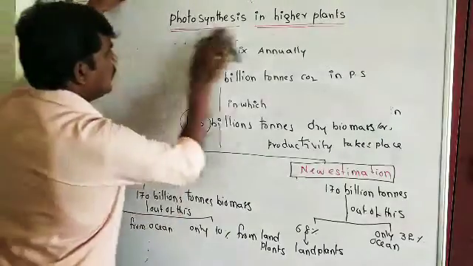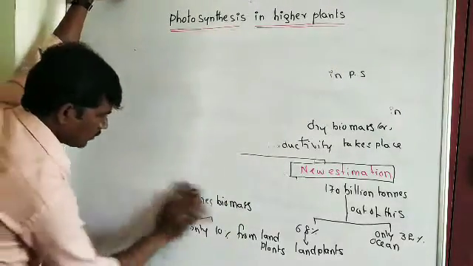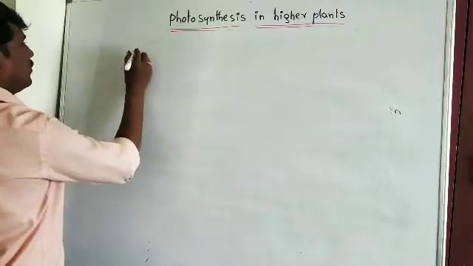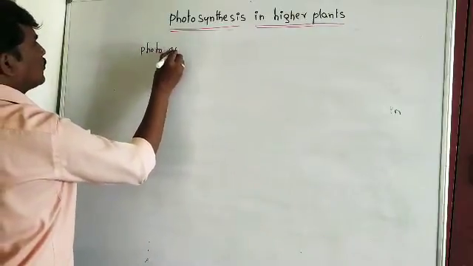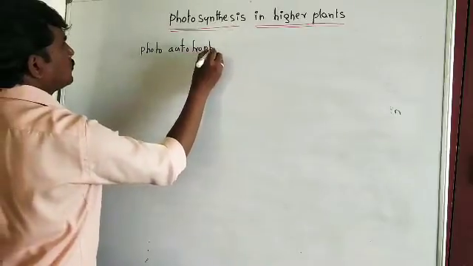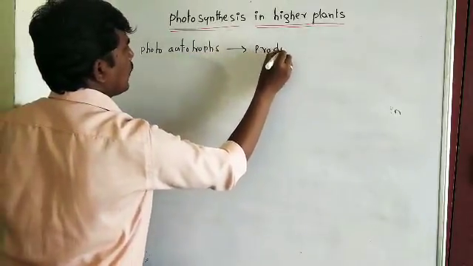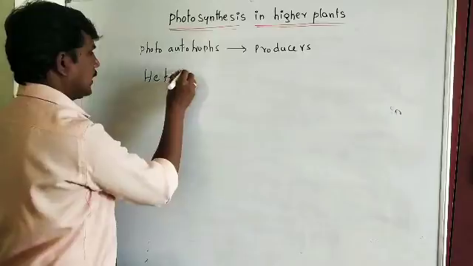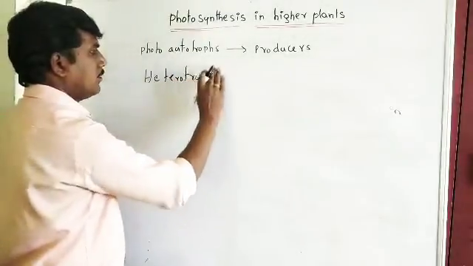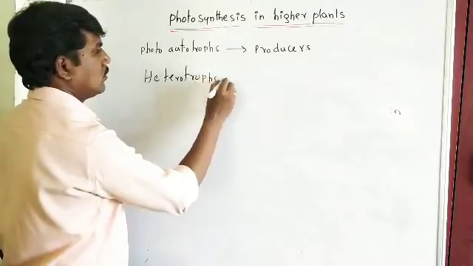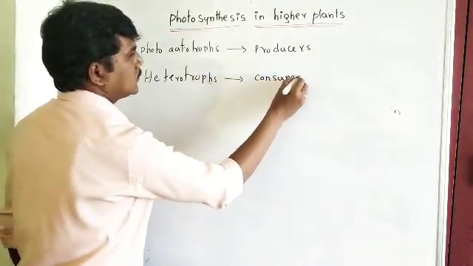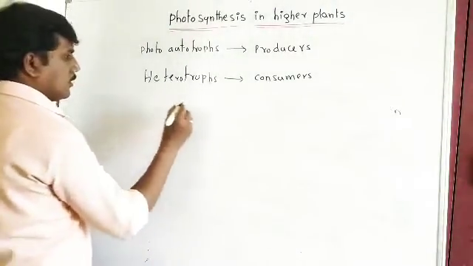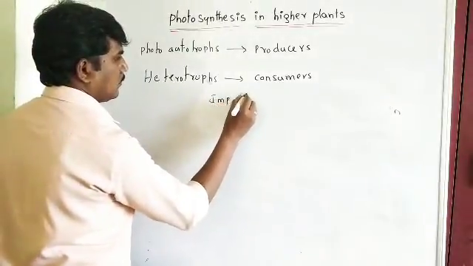Now come to the next point, the importance of photosynthesis. Normally, you know very well, autotrophs are also called producers. Heterotrophs, you know very well, cannot prepare their own food molecules and depend on other organisms, and are called consumers. You can take animals as an example of heterotrophs. So very important. Next one, importance of photosynthesis.